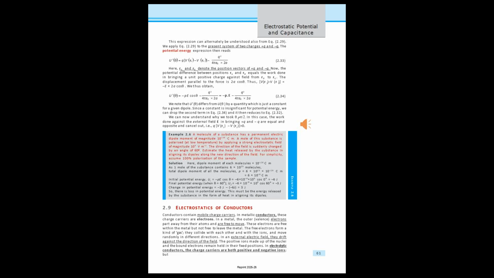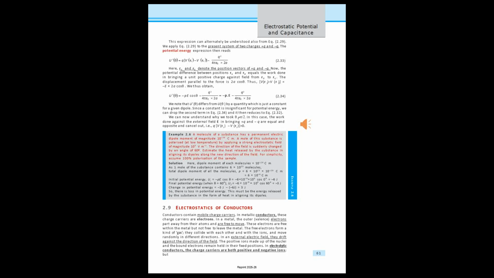We note that U dash theta differs from U theta by a quantity which is just a constant for a given dipole. Since a constant is insignificant for potential energy, we can drop the second term in equation 2.34, and it then reduces to equation 2.32. We can now understand why we took theta 0 equals pi by 2. In this case, the work done against the external field E in bringing plus Q and minus Q are equal and opposite and cancel out, so Q times V(R1) minus V(R2) equals 0.